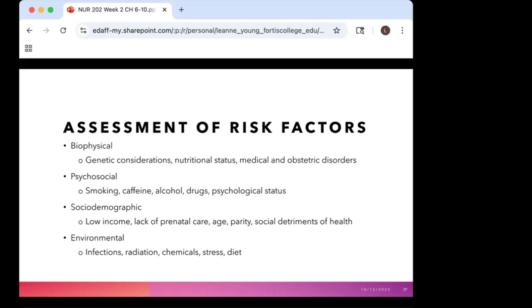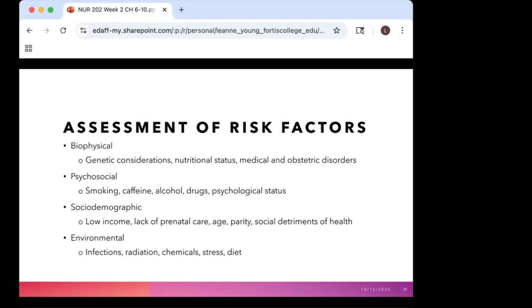So if she's used to working night shift on the floor and she's drinking Alani's every 3 hours, you gotta be like, all right, we need to cut this down by a lot. Because high amounts of caffeine use has been shown to increase a mom's chance of miscarriage. Alcohol use, drugs, psychological status. Socio-demographic risk factors are like low income moms, any lack of or no prenatal care, age, how many children they already have, and then your social determinants of health.